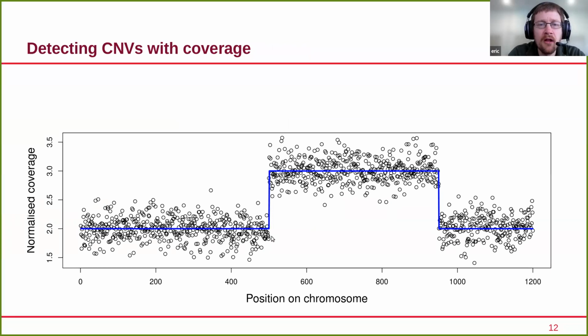So we used the coverage method, which again, hopefully you'll remember from the workshop, where essentially we calculated sequencing coverage across the genome, and we applied a hidden Markov model to those data, and we identified regions of concerted increased coverage. And we did this on an individual level. So for every individual, we ended up with an idea of what CNVs they carried.